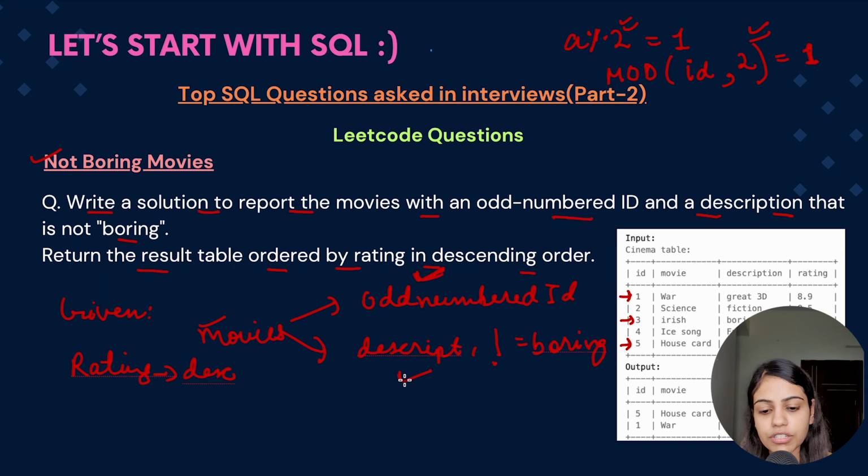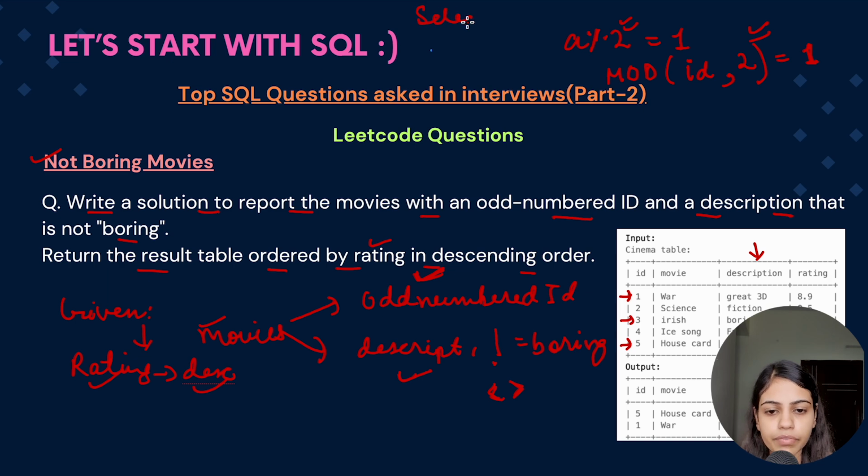Now coming to description, the description should not be equal to boring. So we should go to the description column and check if the description is not equal to boring, or we can also use the not equal to operator. Now coming to the next part, we should order the result by rating in descending order. So let's see how we can form the query for the same.